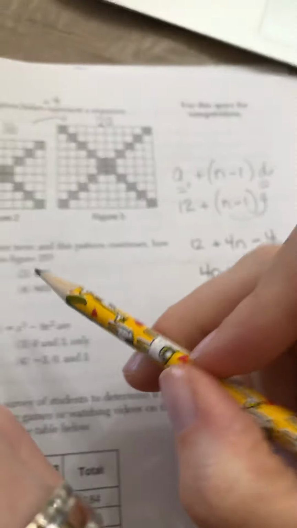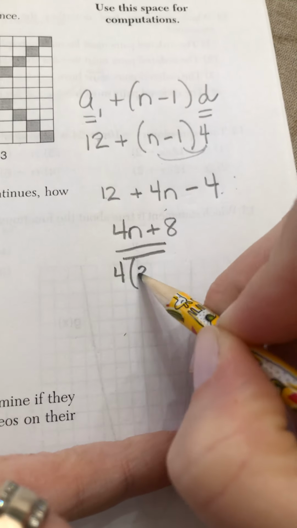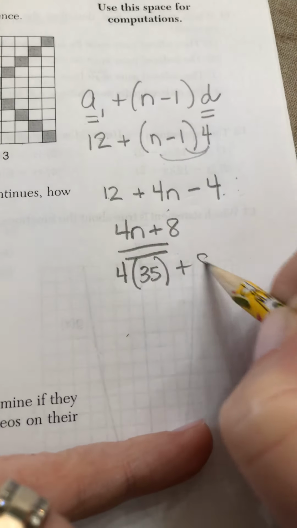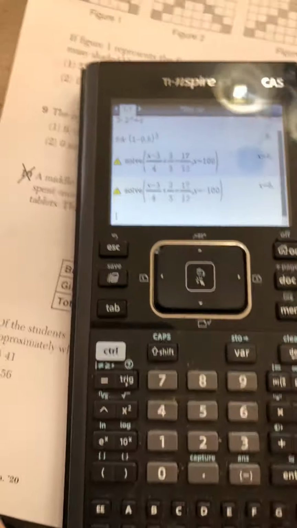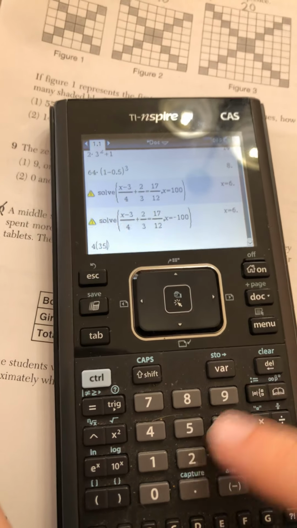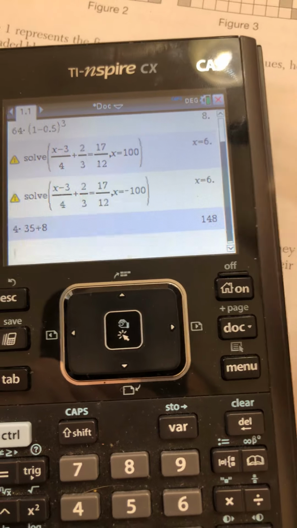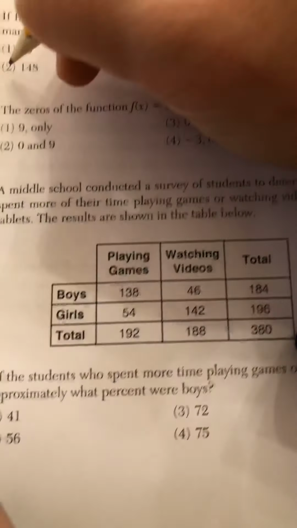So I want to figure out how many are in the 35th figure. So I'm going to take this, I'm going to put 35 there, and I'm going to figure out how many are in the 35th picture. So 4 times 35, oopsie, not 350, that would be bad, plus 8. There will be 148 shaded squares.